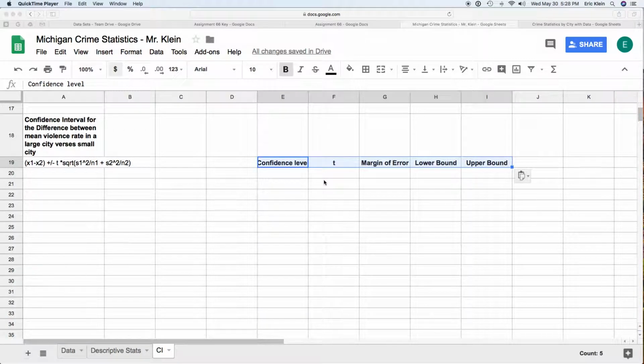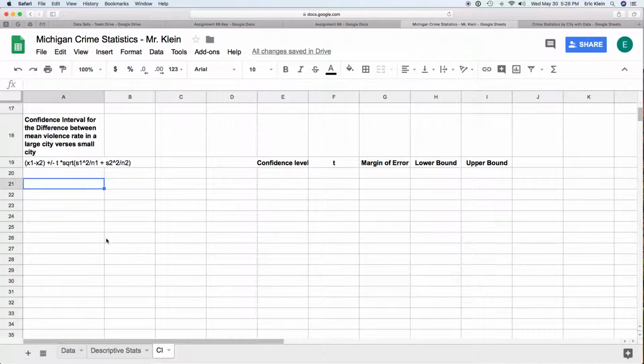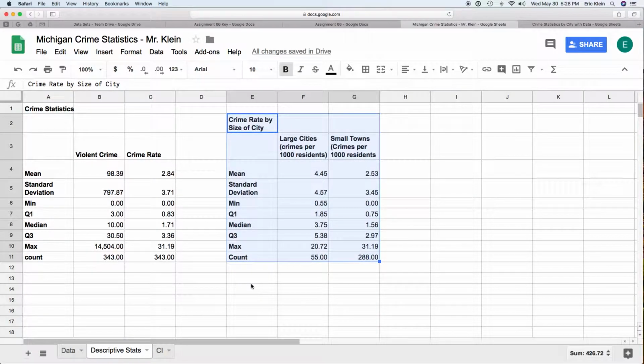Hey, moving into the home stretch here, we're going to be looking at one last kind of confidence interval. This is the interval for the difference between violence in a large city and violence in a small city. Violence rate, that is. You need all sorts of gobbledygook in order to run this one. And let's face it, we're lazy, so we're going to do this instead.